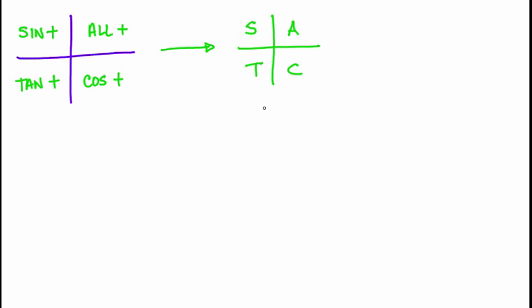You could say all suckers take calculus, or all students take chemistry. There's a few different little acronyms I've heard for this. But if you can remember ASTC, then you'll know which two quadrants your answers are positive in, and you'll also know which two quadrants your answers are negative in. So let's take a look at how we can actually use this information to solve some questions.